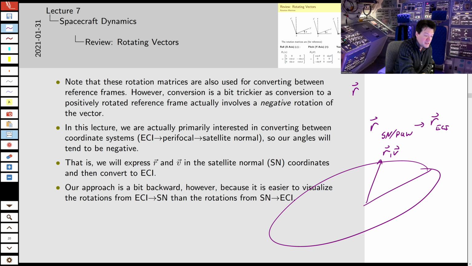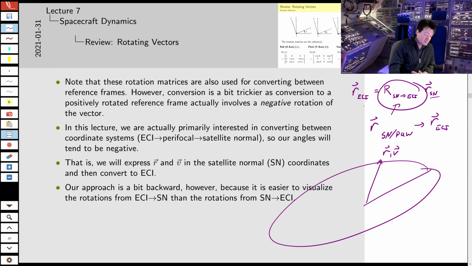So in particular, what we're going to be looking for is our vector in ECI defined by the rotation matrix from satellite normal to ECI, and where that's our position vector in satellite normal. So that's what we're going for. We're trying to reach ECI from satellite normal, and then the vector, as expressed in satellite normal, will give, through this rotation matrix, the vector in ECI.